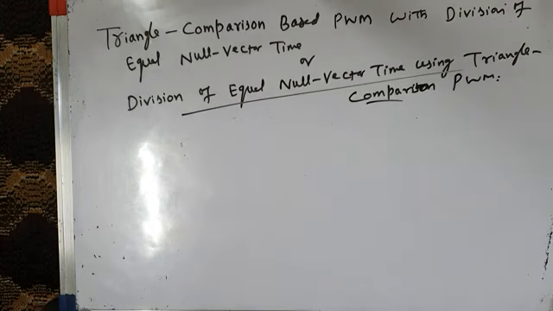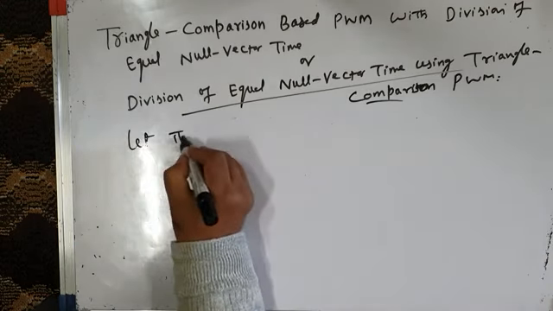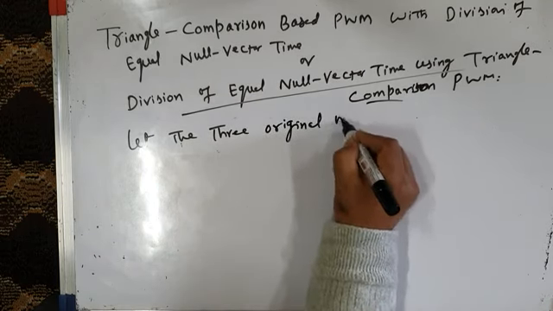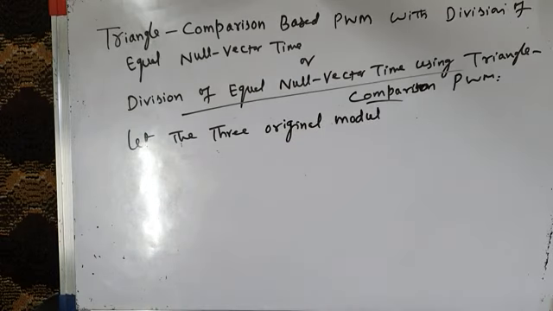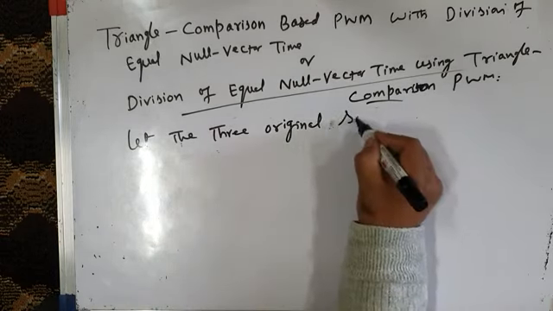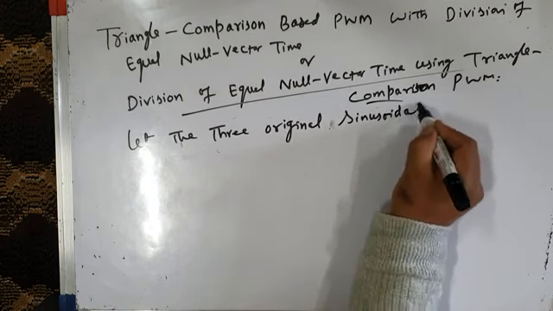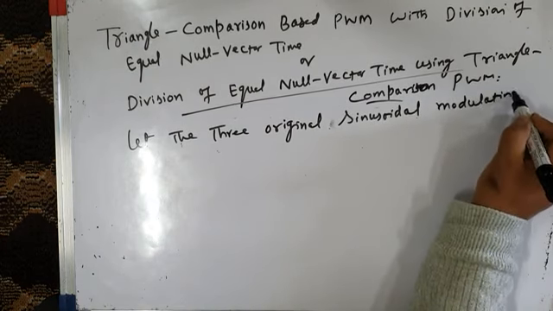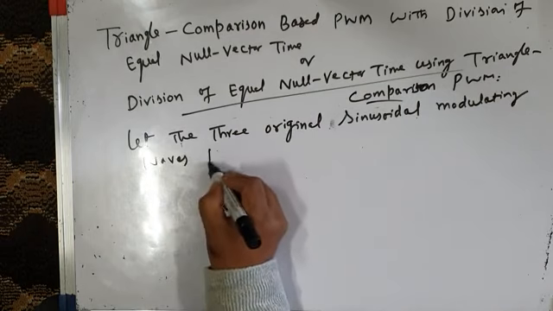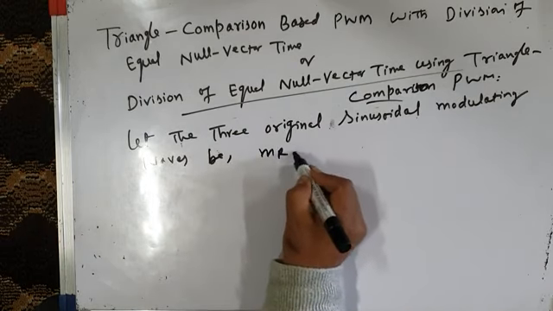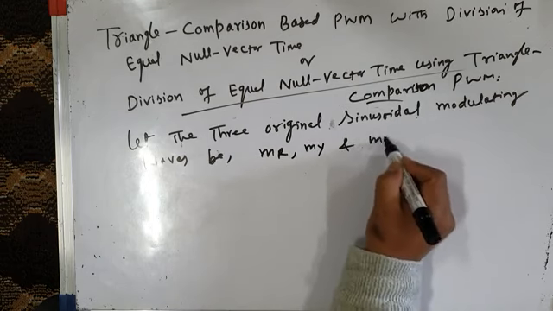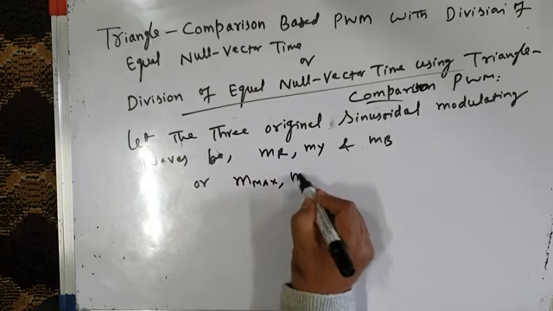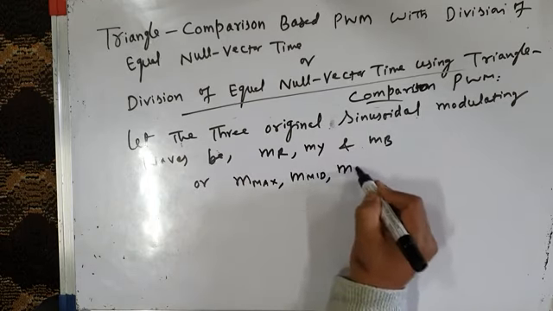Now using triangle comparison PWM, let the three original modulating waves, let the three original sinusoidal modulating waves, because original modulating waves are sinusoidal modulating waves, be MR, MY and MB, or I can write M max, M mid and M min.